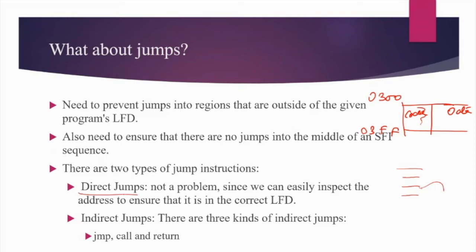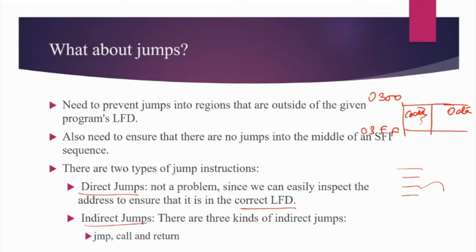Now, if you focus on jumps, there are two types of jump instruction. One is direct jumps, which will not create much problem because we are aware of the direct memory address, and hence we can convert that into one which falls under our range, right? As we did for write and read. So we can easily inspect the address to ensure that it is in the correct LFD.